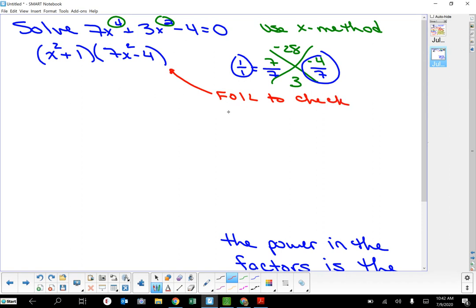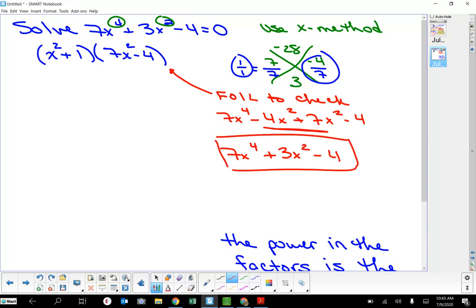So if we had x squared times 7x squared, we get 7x to the 4th. X squared times negative 4 is negative 4x squared. 1 times 7x squared is 7x squared. And then 1 times negative 4 is minus 4. Combine like terms, and you get 7x to the 4th plus 3x squared minus 4. And this is what you started with right at the beginning. So that is the factored form. And remember, you can always FOIL and check it. But our goal here is to solve. So don't forget that when you solve, you have to set each factor equal to 0.